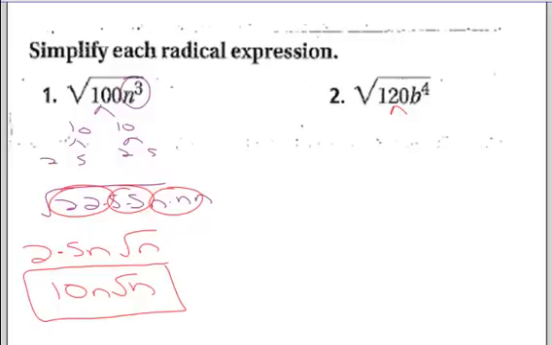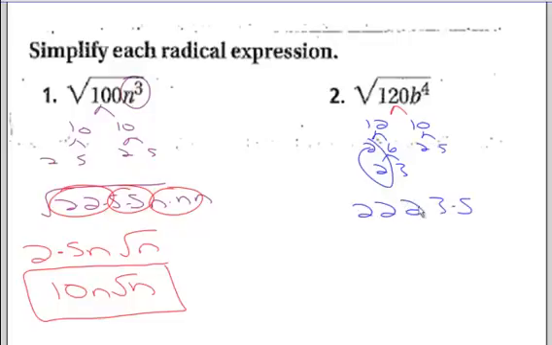Now using that process, 120 is not a perfect square, so I'm going to use 12 and 10. 12 is made up of 2 and 6. 6 is made up of 2 and 3. 10 is made up of 2 and 5. I have a pair of 2's. So 2, 2, 2, 3, 5.